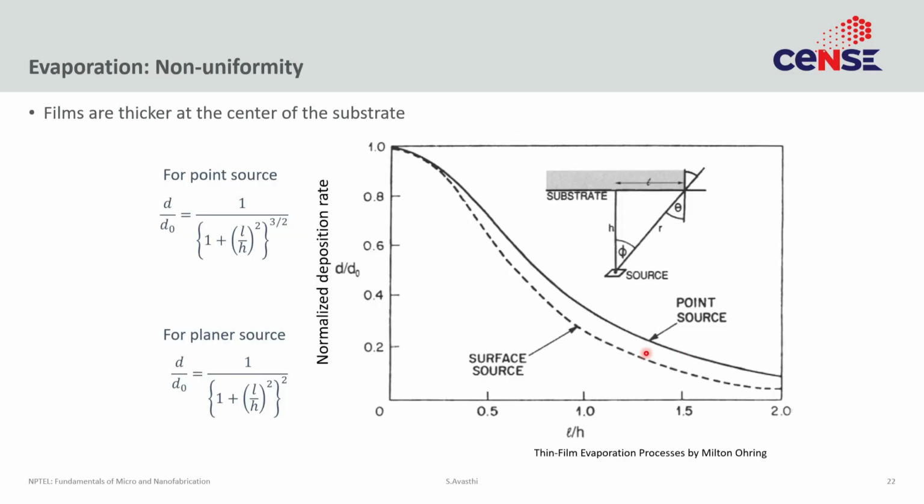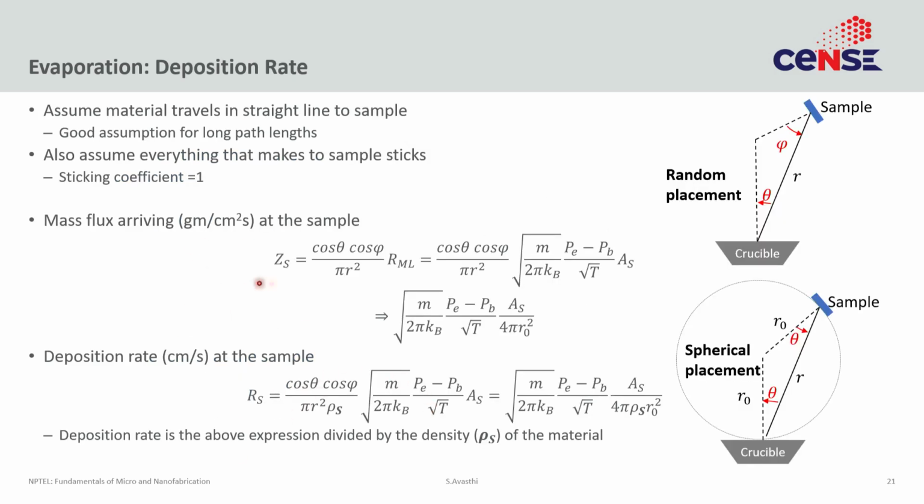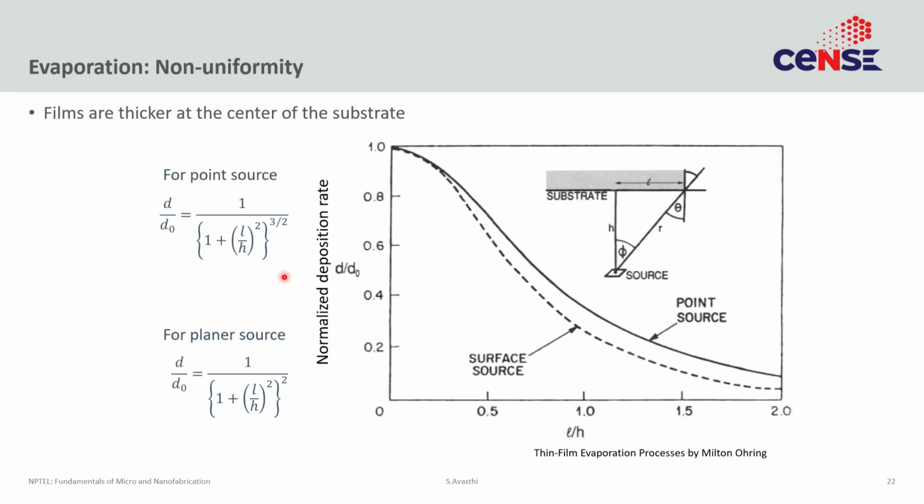So what do you do to solve this problem? Well, if you make the h very large, then for the same L, your L by h becomes very small. By keeping the substrate farther and farther away from the source, you make it more and more uniform across the wafer. What do you lose? As you go to larger and larger R, your impingement rate keeps falling. So you lose material efficiency, you lose deposition rate, but you gain in uniformity. This is the classic optimization that any deposition has to do. Given a certain substrate size, you need a certain distance to get uniformity, but that limits your deposition rate and material efficiency.